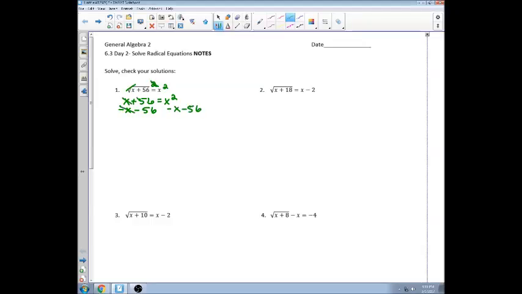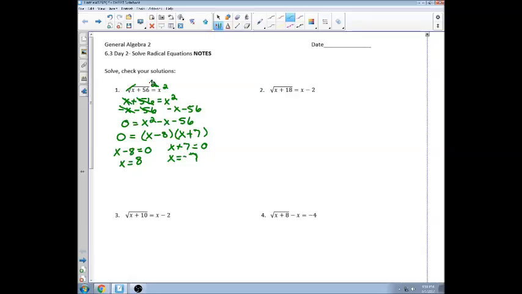This side, everything is going to cancel out, so I'll end up with 0 equals x squared minus x minus 56. From here, what I need to do is factor. So I'm going to set up two sets of parentheses. I need to figure out what multiplies to -56 and adds to -1. That would be -8 and +7. Now that I have it factored, I can set each set of parentheses equal to 0. I would add 8, so x equals 8. And x plus 7 equals 0, so x would equal -7.